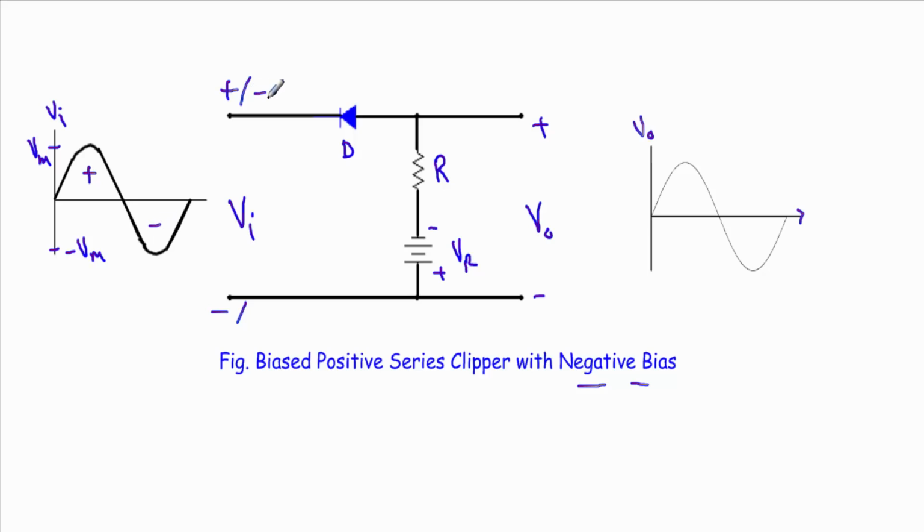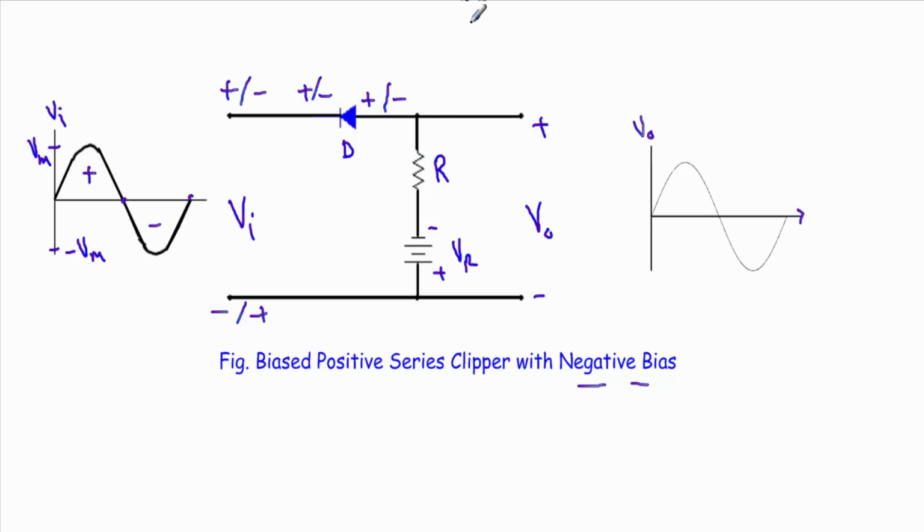During the negative half cycle, this terminal will be negative and this terminal will be positive. So during the negative half cycle, the input voltage will try to drive the diode in forward bias. Now consider the effect of this reference voltage. The negative terminal is connected with the P side and the positive terminal is connected with the N side. So this reference voltage is trying to drive the diode in reverse bias.